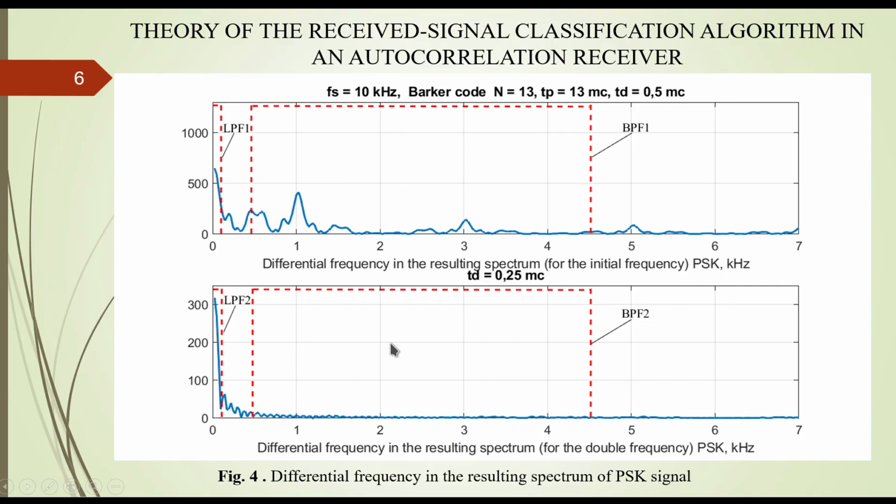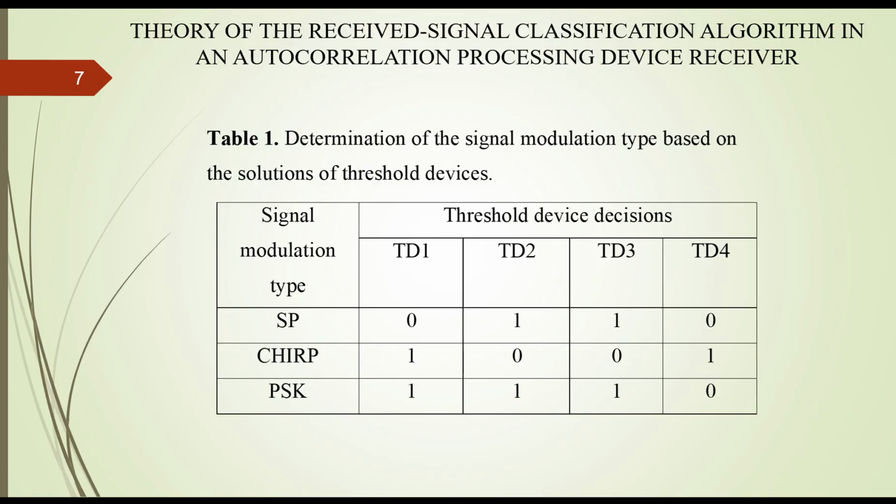Figure 4 is for binary phase shifting signals. As for the binary phase shifting signal, its component at the differential frequency after doubling the frequency is close to zero. Thus, by checking the presence or absence of components, it is possible to determine the modulation type of the received signal. Based on the decisions made in the threshold device, the modulation type of the received signal is determined, as shown in Table 1.